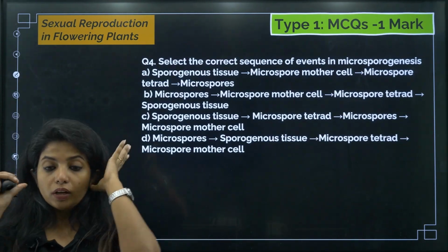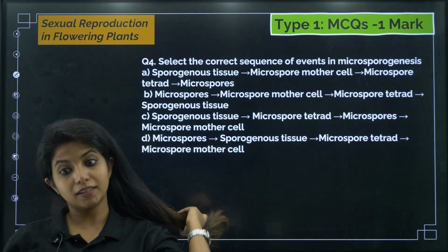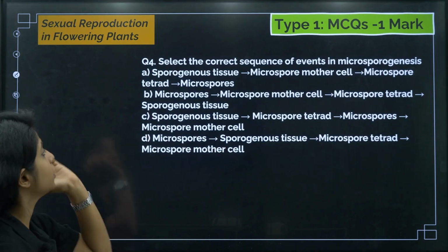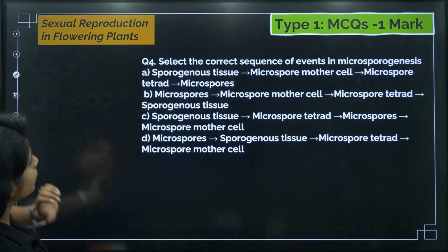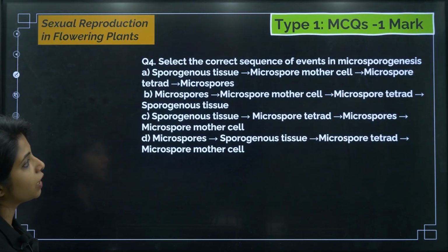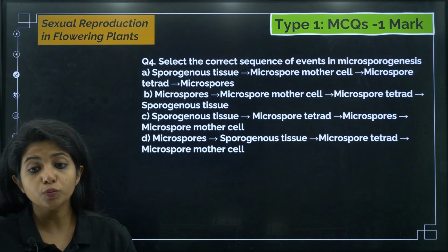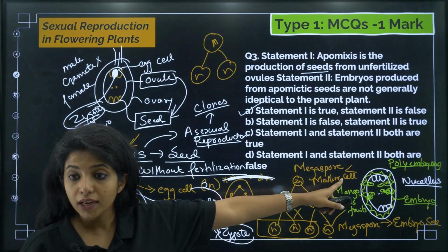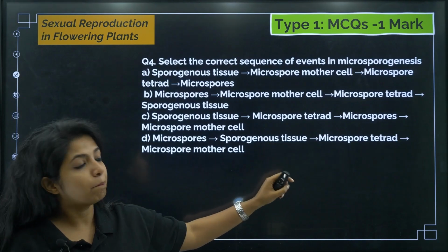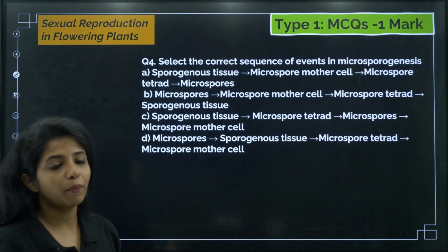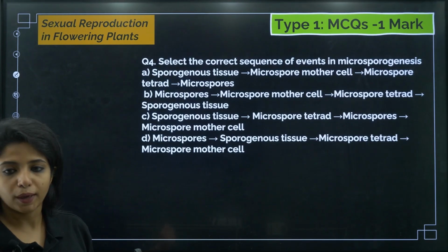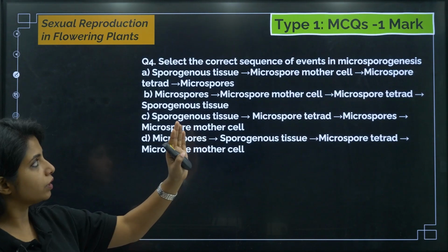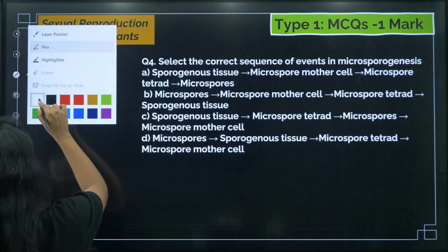Now we will try to make it a bit fast because I see 36 minutes are already over, right? Select the correct sequence of events in microsporogenesis. So microsporogenesis, micro is for male, and megasporogenesis, mega is for female, okay? Micro is for male. So microsporogenesis, as in the formation of microspores, what is the correct sequence of it?